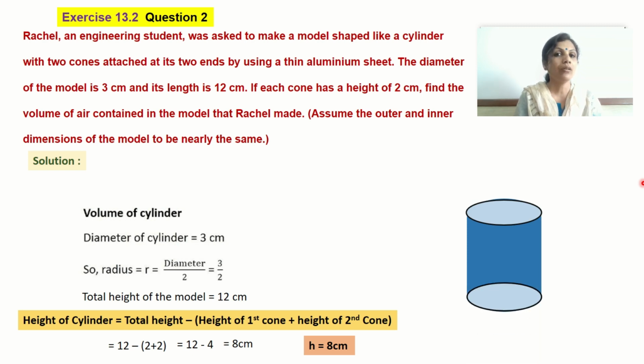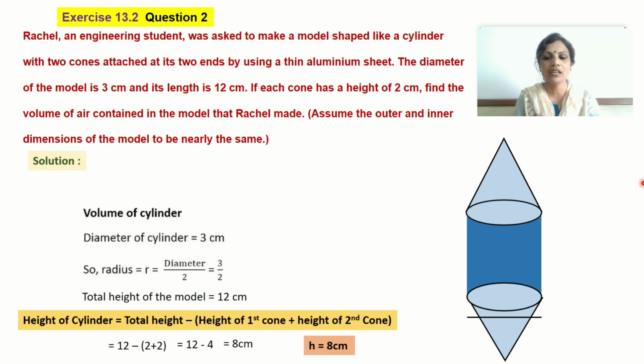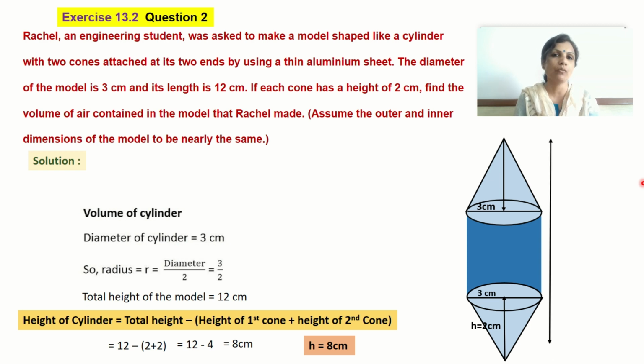It will be good practice for all of you and you will understand how we have to draw the figure from the sum. So a cylinder with two cones attached at its two ends. These are the two cones attached at the two ends. The diameter of the model is 3 cm, so the diameter we have written. We are also given that the height of the cone is 2 cm. So here is the height of the cone. Both the cones will have the same height. And the total height of the model is given to us as 12 cm.